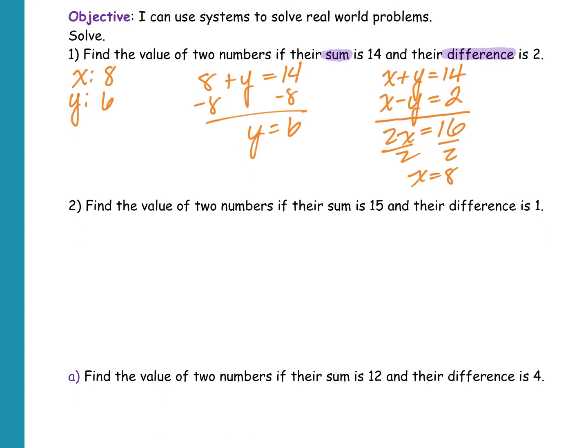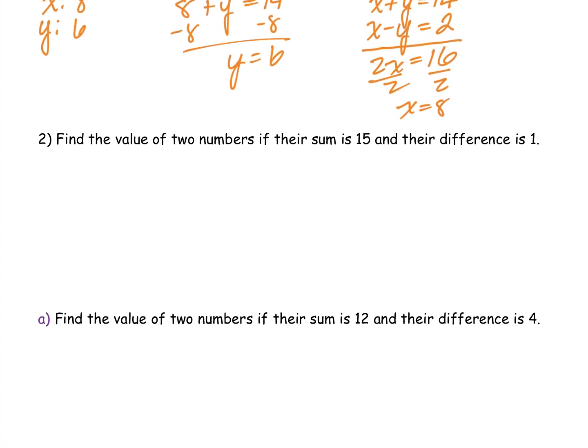So, here we go. What are my two numbers? X and Y. Or M and N, or whatever two letters you want them to be, right? It doesn't have to be X and Y. Okay, so their sum is 15. And their difference is 1.